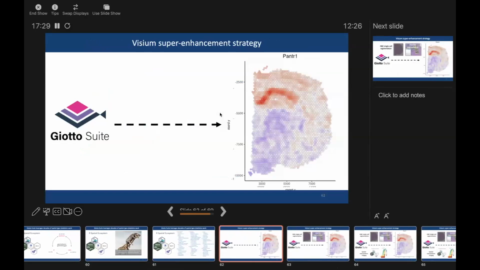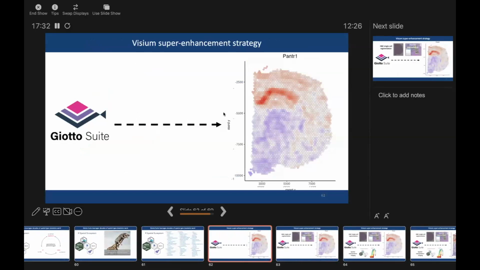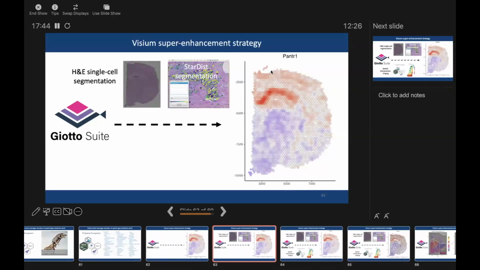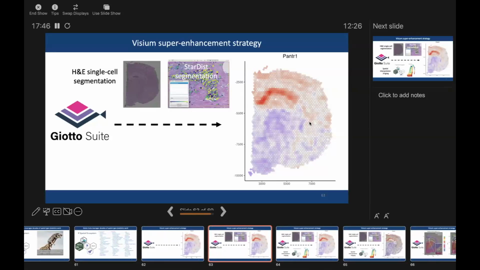Just to give you an example, something we built in just a matter of weeks using some of that: here on the right, you see a typical mouse brain gene expression profile for Panther1 that we analyzed with GIOTTO Suite. There is also an associated H&E image, and in that image you can identify the nuclei if you have a good H&E image at least. For this one, we use StarDist. So now we have another spatial unit. We have the spots from Visium, but we also have the individual nuclei, which you can even expand a little bit.